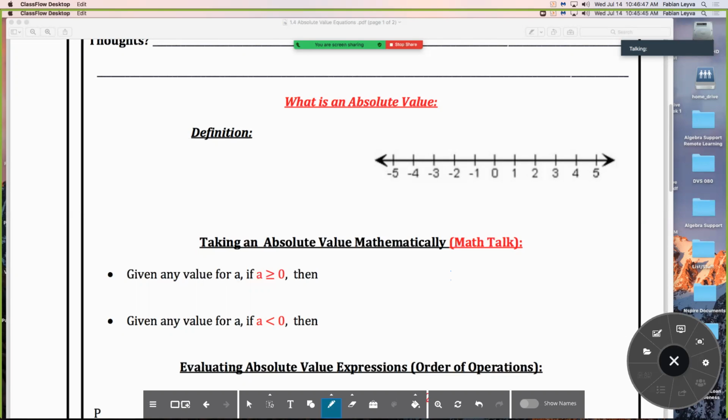What I'm asking you really to do is to have a very specific definition for absolute values. And an absolute value is something very, very simple. Let me write it down so that you guys know the definition.